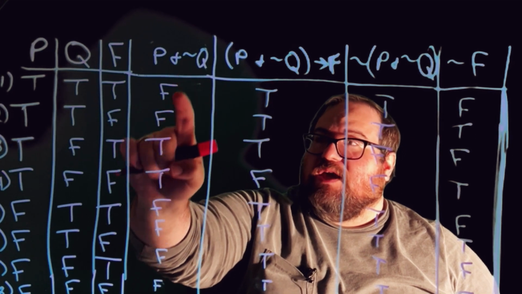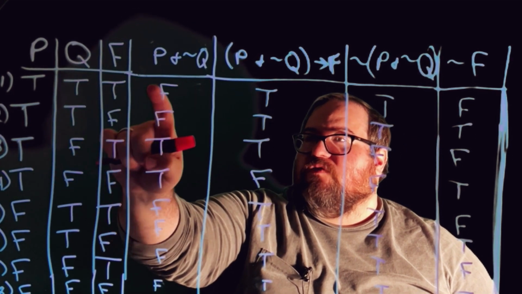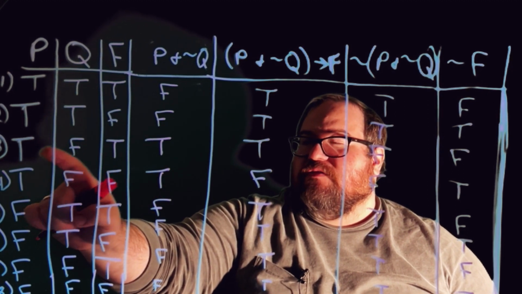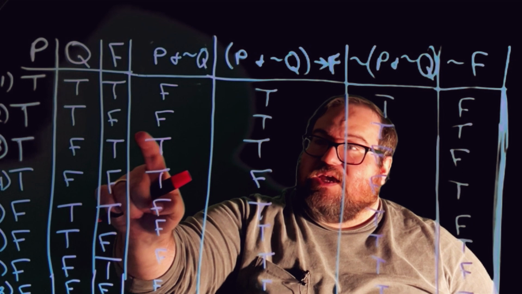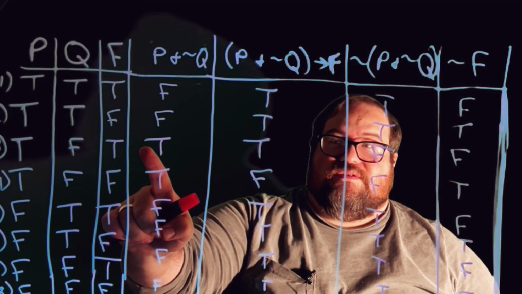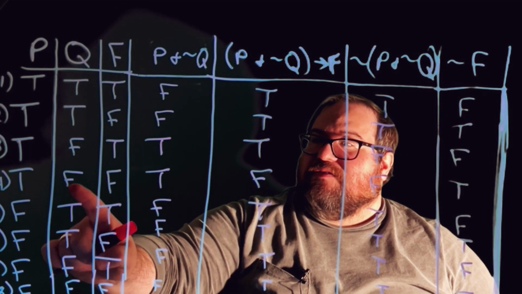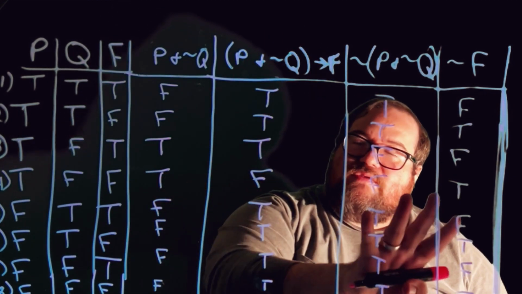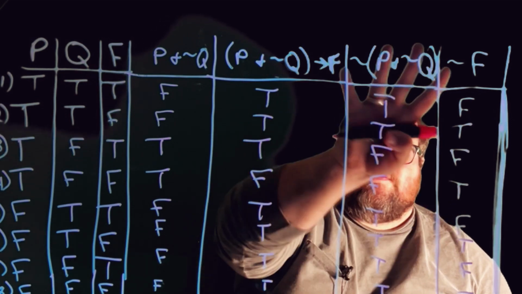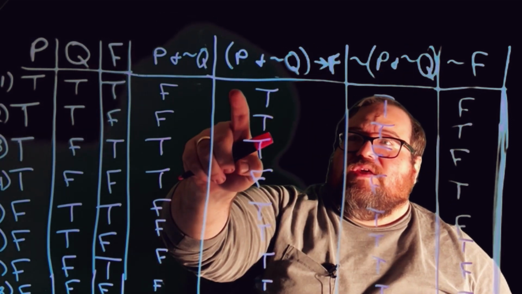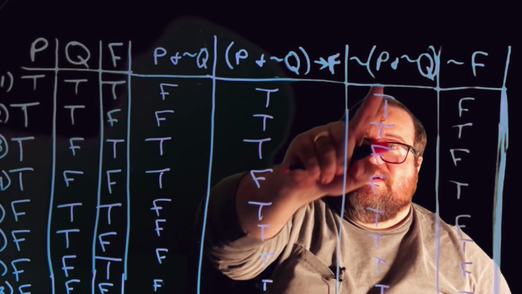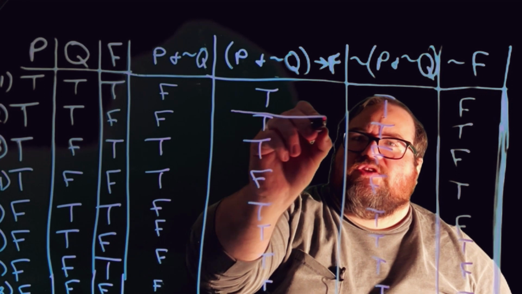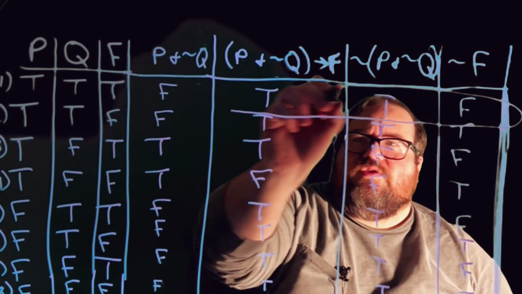So going through P and not Q, if both P and Q are true, this would be false. If both of them are true, it's false. If one is true and the other is false, then it is true, right? And so we get that here as well. But these three columns here, these are the ones that really matter. These in particular are the premises, this one and this one. So we can look and see, okay, we have true premises and a false conclusion.